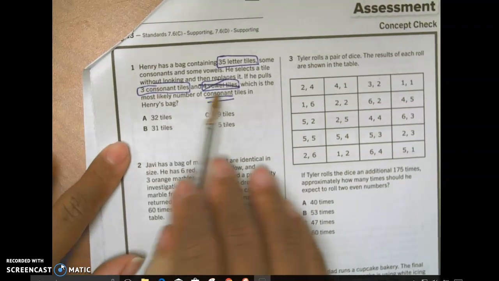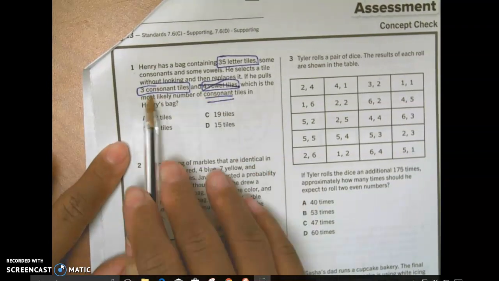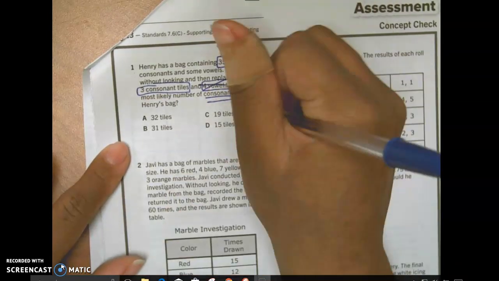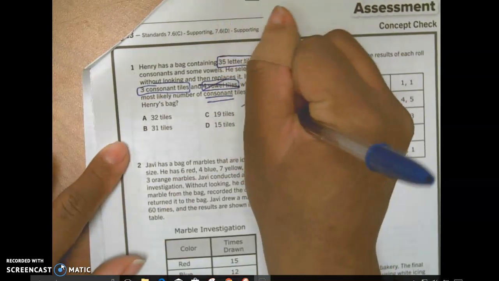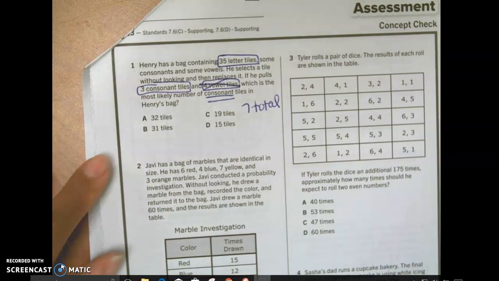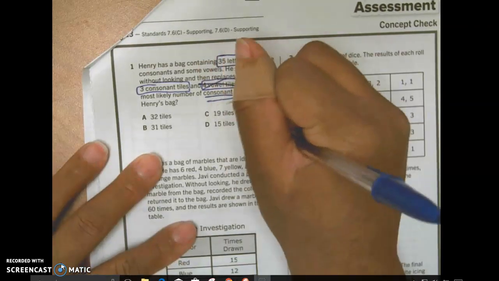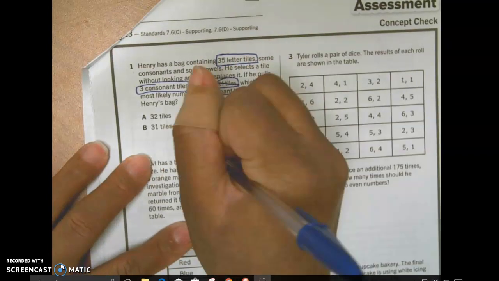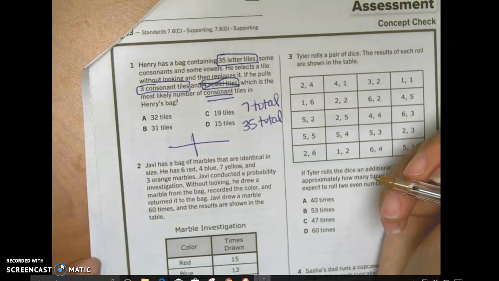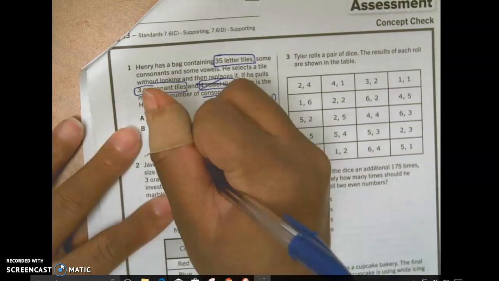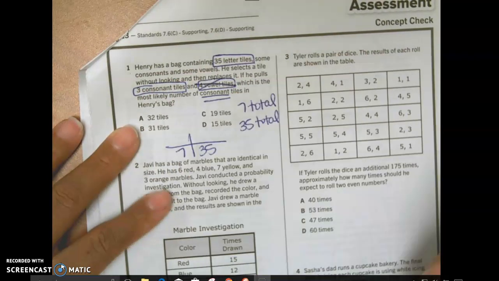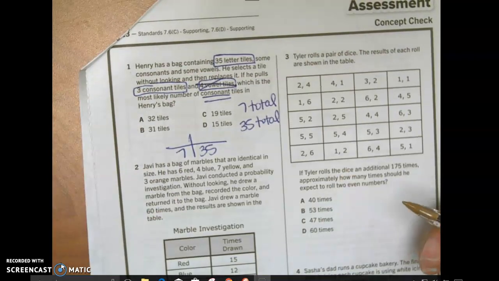How many tiles were there that he randomly pulled out? The 3 consonants and the 4 vowels. 7. He had 7 total. And then what's the 35? Another total. Remember, I always need 2 totals when I'm making a proportion. So what goes in the bottom? The number of total tiles. So 7 and 35.